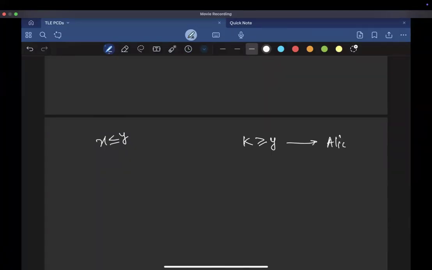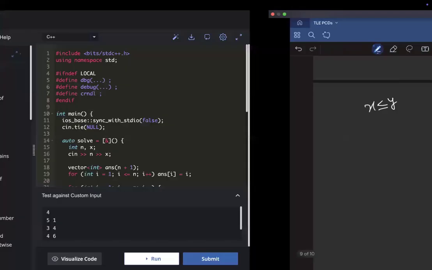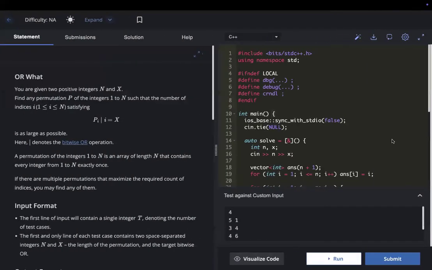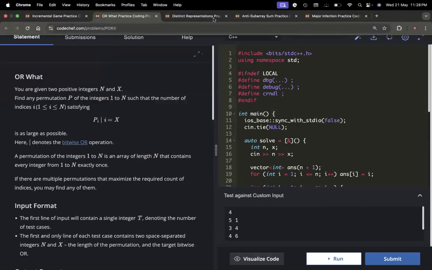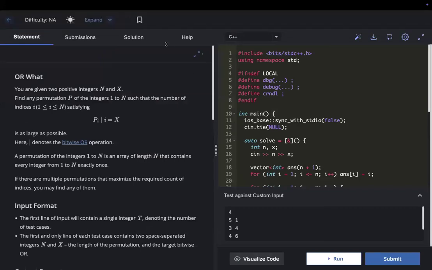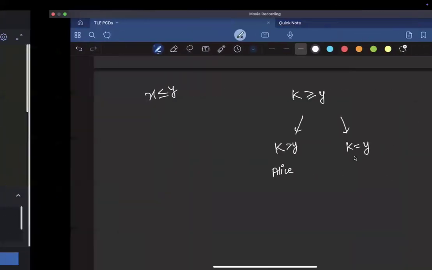I think you're confused regarding the part of when k is equal to y, and how we are deciding which one will win. Is this your doubt, Mohsen? Sorry, Mohan. Was there someone like Mohsen also? No, not here.